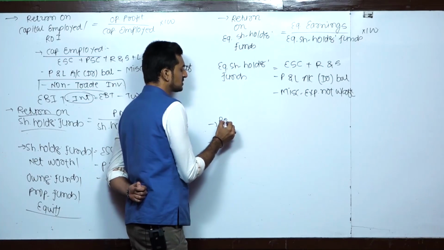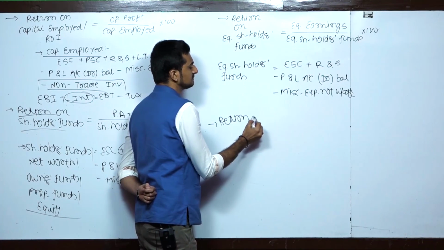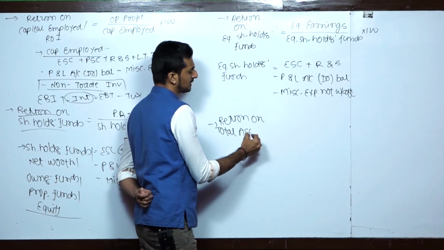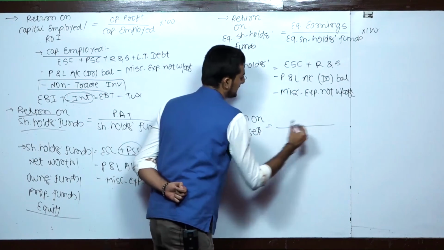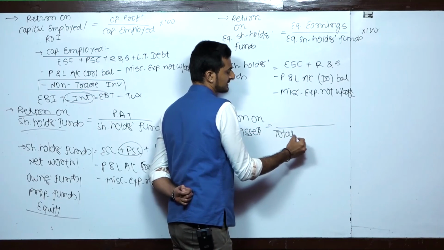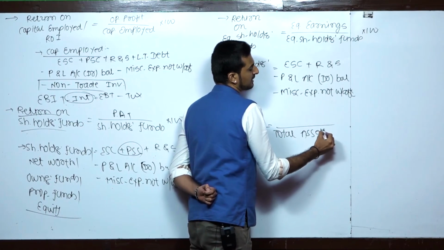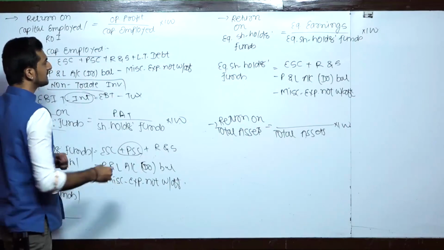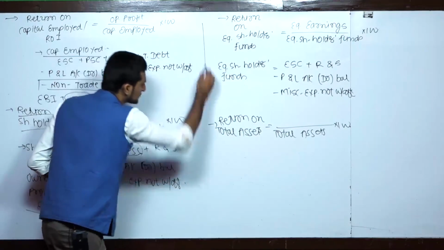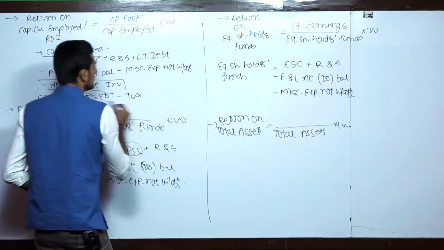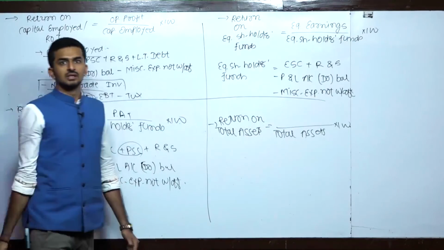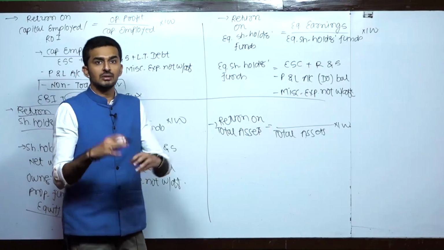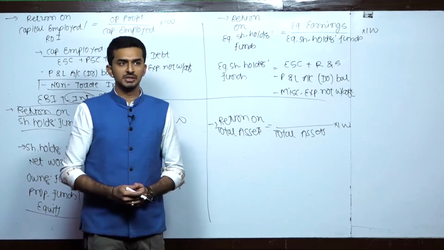And last we're going to have return on total assets. Here we take total assets in the denominator. Here we are looking from the company's perspective rather than investors', right? Up till these 3 ratios, we were looking from the perspective of an investor, that is, what an investor gets. Now we'll be looking from the perspective of the overall company, that is, what the company's total assets are generating.